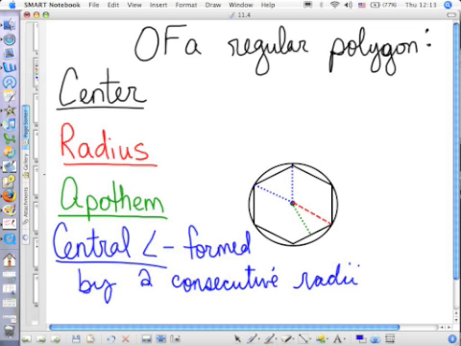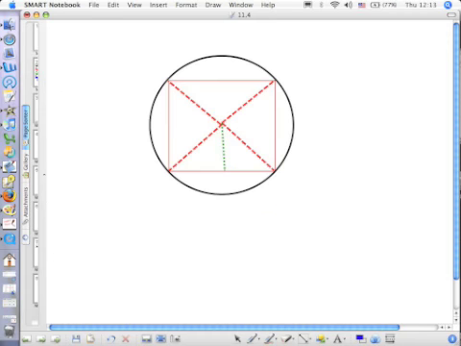So the first thing we're going to do is start looking at how we use this information. Up here I have a square, a regular polygon. It's 4 equal sides, 4 equal angles. So yes, it is inscribed in a circle. You don't have to draw the circle around it. And I have identified 4 what? Radii. 4 central angles are also identified, and the little green line is the apothem.